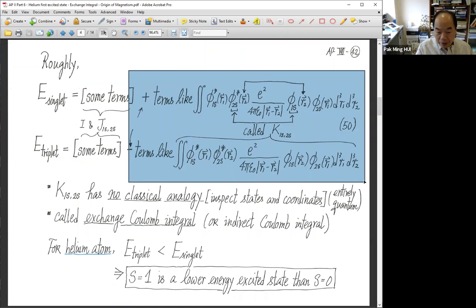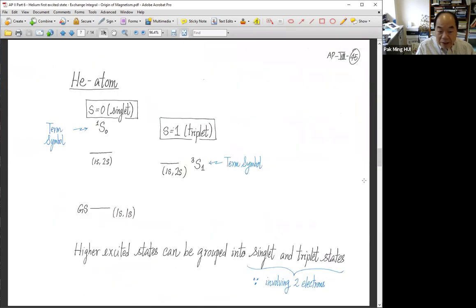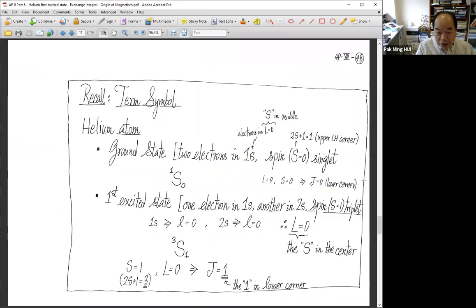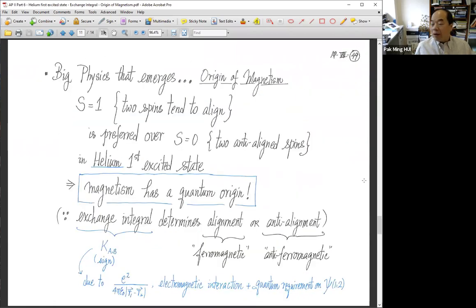In helium, it turns out the triplet state is the lower energy one, but there is no one size fits all here. Each atom, you have to do a separate integral of this kind in order to determine the sign of this term. And then we see a very interesting phenomenon. In helium excited state, after doing the calculation, we found that this spin triplet state is of slightly lower energy.